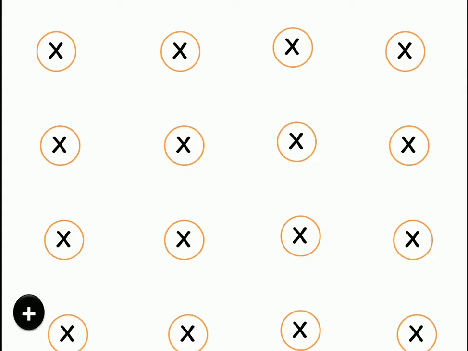Now let's see what happens. So this is how a charge moves in a magnetic field. It follows a circular path if the direction of motion is perpendicular to the magnetic field.